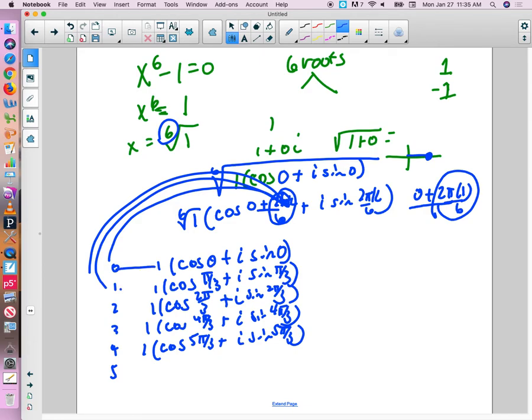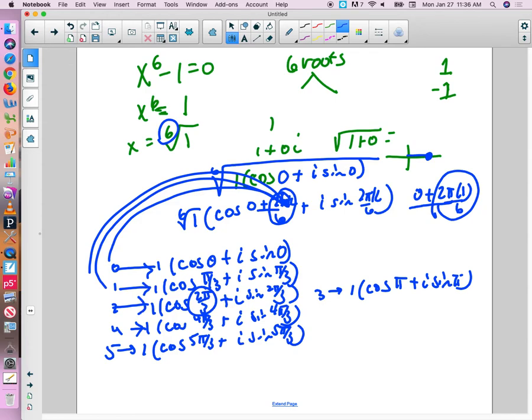Let's see, 0, 1, 2. Oh, I skipped 3. Sorry. So on the third one, you would have 1 times the cosine of 2 pi over 3, and pi over 3 is 3 pi over 3, I sine of pi. This is the fourth one, and this is the fifth root. So we have 6 roots.